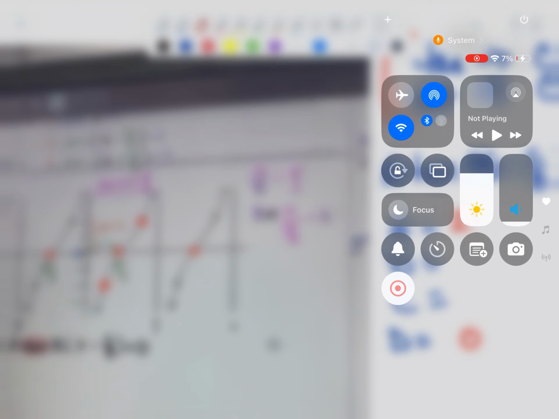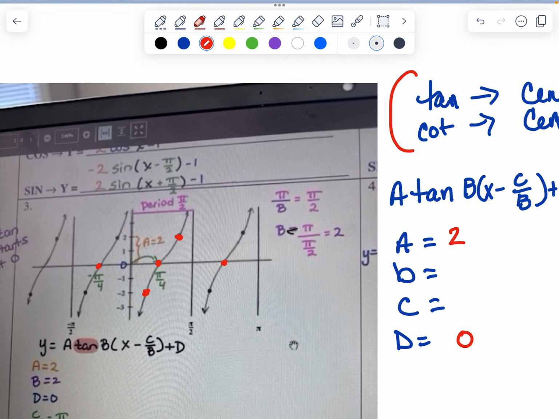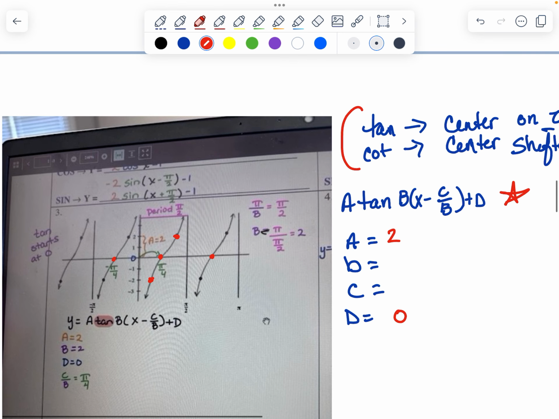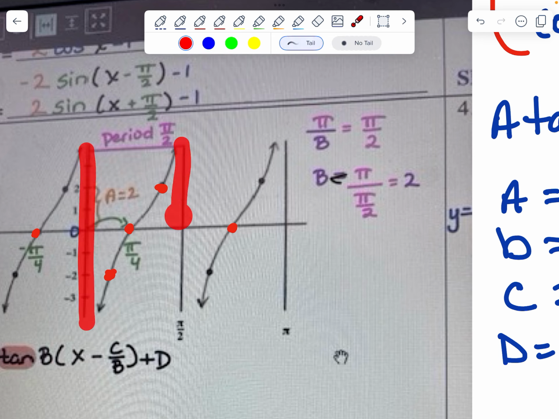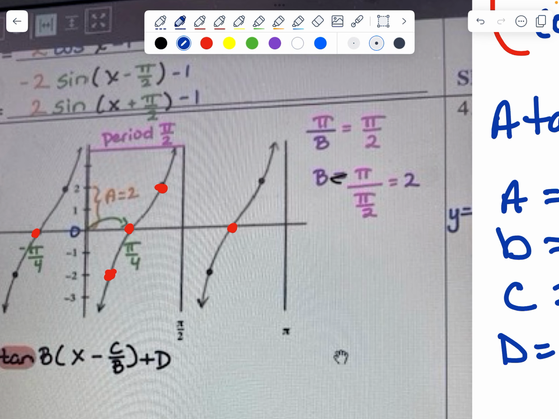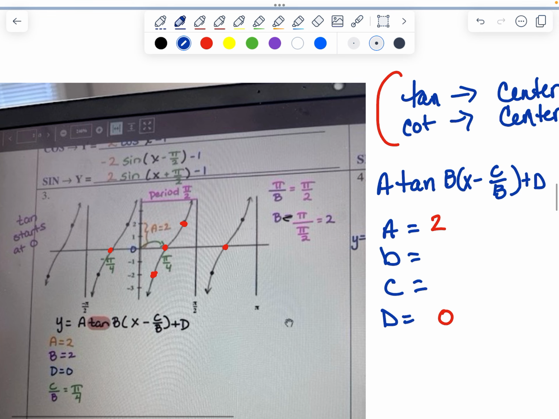All right, next. Hang on, I'm checking that it's okay. It's still recording. Good. Next we're going to find our period. Period is super easy. Go from one asymptote to the next. So this one's at 0. This one's at pi over 2. That means the period is pi over 2. One full graph fits in between an asymptote, right? So the period is pi over 2.